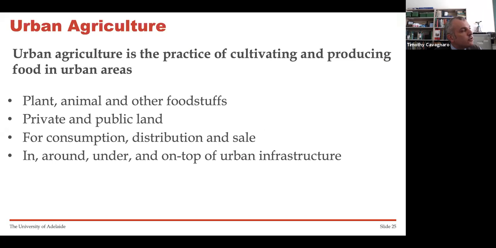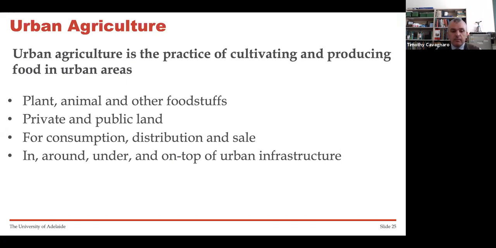What is urban agriculture? Urban agriculture is the practice of cultivating and producing food in urban areas. And so when we talk about this, we're talking about plants, but we can also be talking about animals and other food stuff as well. We can be talking about private and public land. So it might be in someone's backyard, it might be a community garden, it might be on a roadside verge. Okay, there's one in the Adelaide parklands that you may or may not be aware of, right? They're all around Adelaide when you go looking for them.